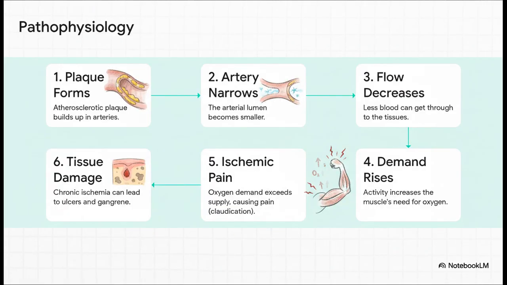This slide shows the domino effect perfectly. It all starts with that plaque. That plaque narrows the artery, and that creates a bottleneck for blood flow. Now at rest, things might be okay, but the second that patient starts walking, their muscles start demanding way more oxygen. The narrowed artery just can't keep up. And that critical mismatch between oxygen supply and demand, that's what triggers that ischemic pain. And if this goes on for years and years, that chronic starvation leads to permanent tissue damage.